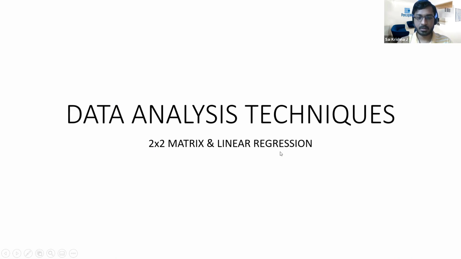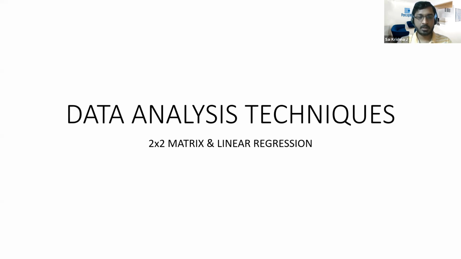The topic of linear regression I picked because it is the most basic of the data analytics techniques, and since all of us are working in an analytics company, I believe it is quite imperative for us to know what it is and have a basic understanding of it.